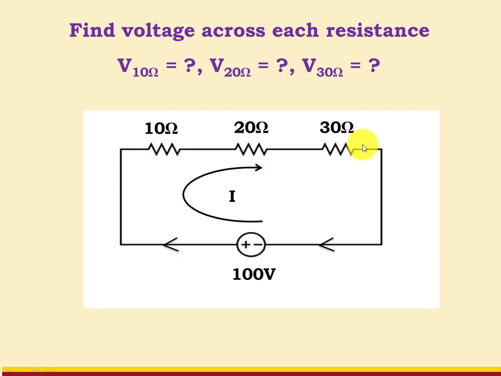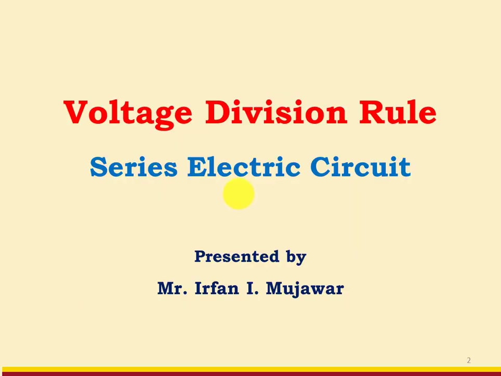Now there are various ways by which we can determine these voltages, but is there any way to determine voltage across the resistance without calculating the current? So in this video, we are going to study this. It is known as voltage division rule and it is applicable for series electric circuit. So first, we will derive the voltage division rule formula, we will verify this rule by simulation, and we will solve the numerical.